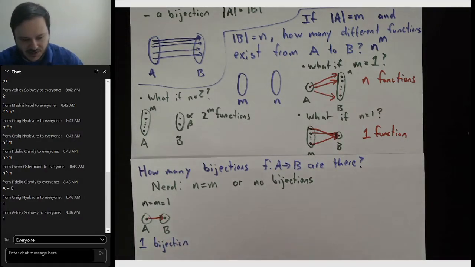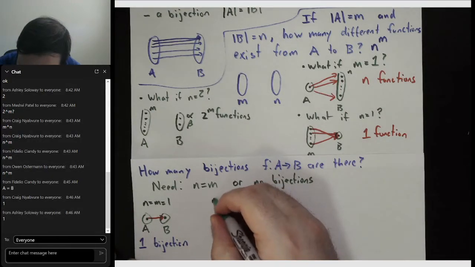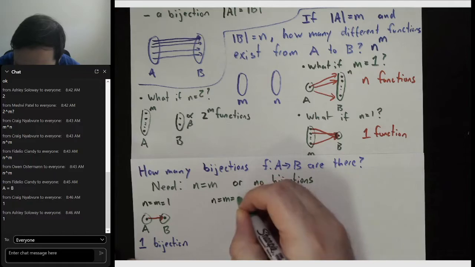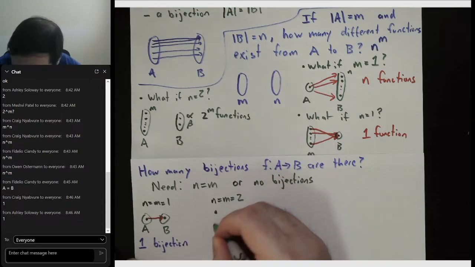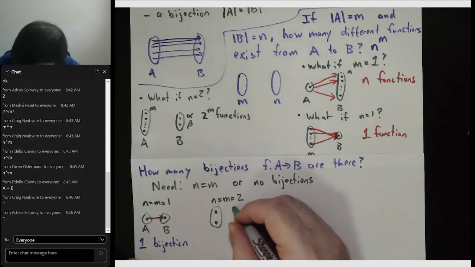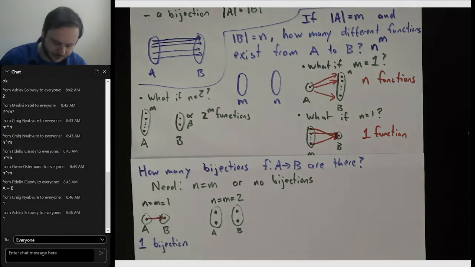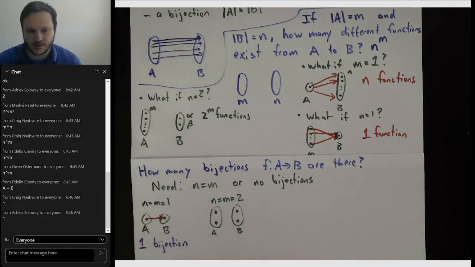Okay, I don't see a pattern yet. Maybe it's clear to you, it's not clear to me. So what's our next case? That would be N equals M equals 2. Here's my A, here's my B.